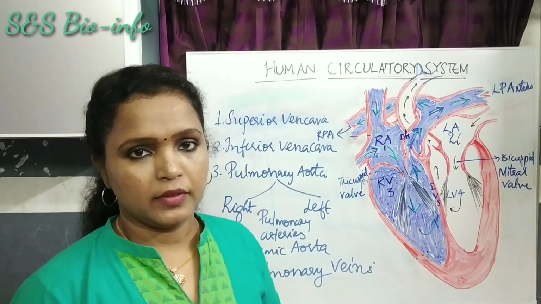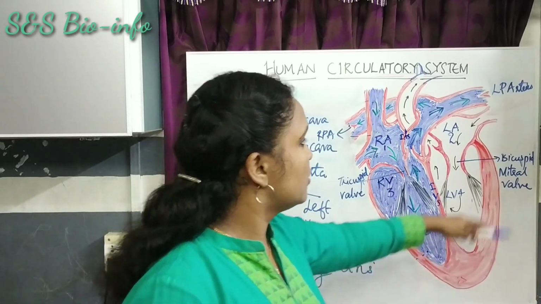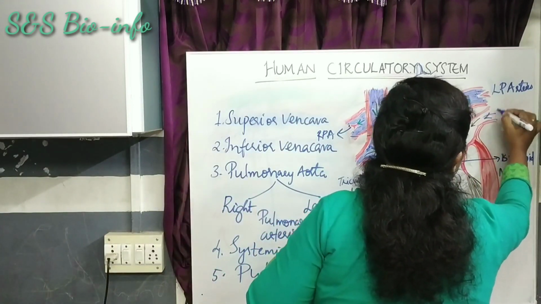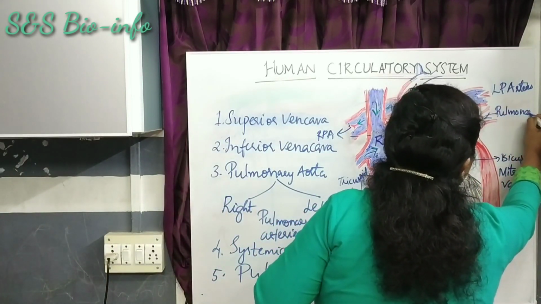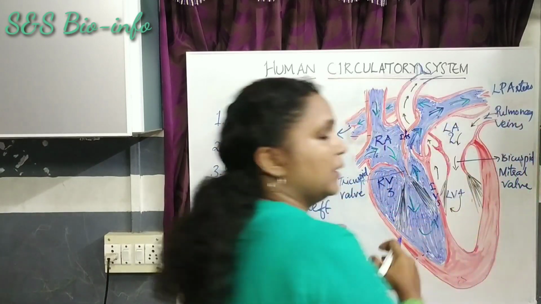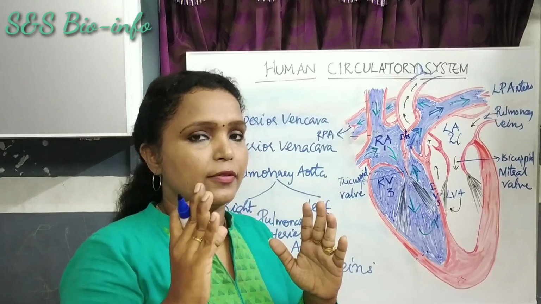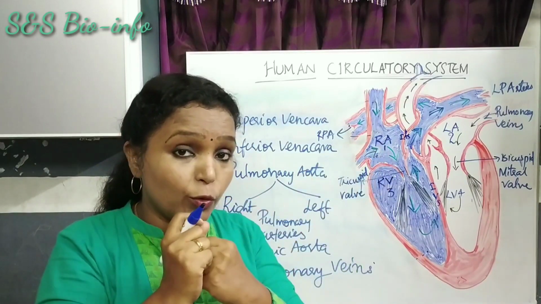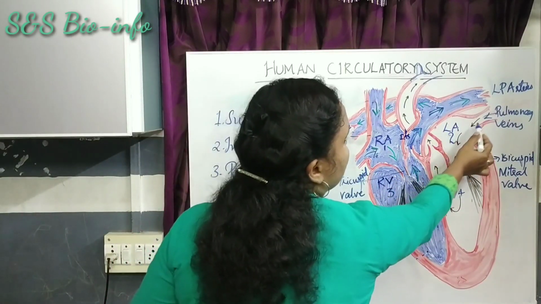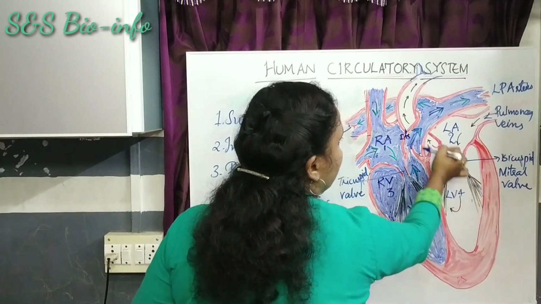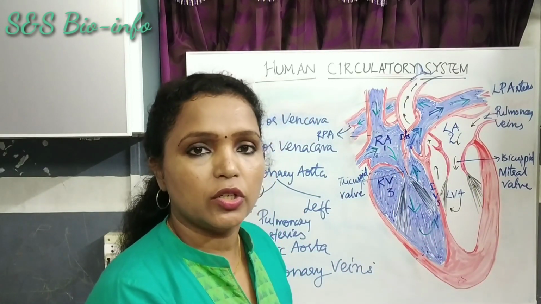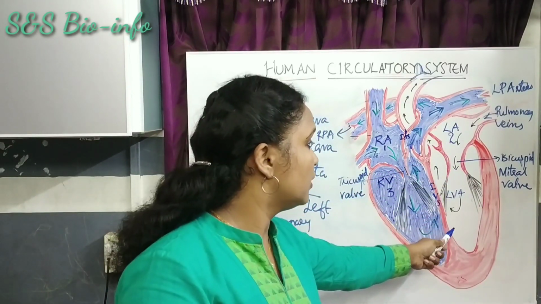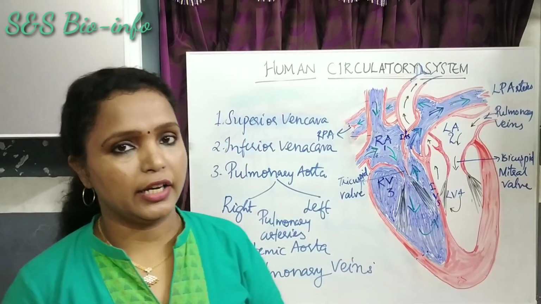Then the systemic aorta. After purification, that blood reaches here through the pulmonary veins. Here you can see the pulmonary vein. You can see only one vein, but the veins are present from both sides, the right side and also the left side. These pulmonary veins from the lungs carry what? Pure blood to the left atrium, then to the left ventricle, then it goes to the aorta, that is the systemic aorta. So the right and left pulmonary veins bring the pure blood to the left atrium, then to the left ventricle, then to the systemic aorta.